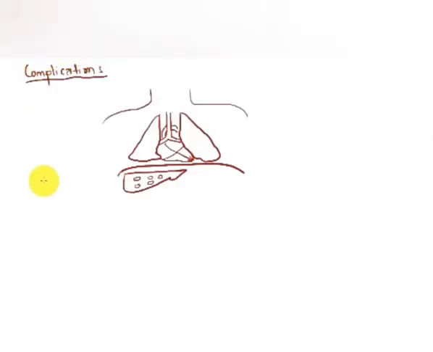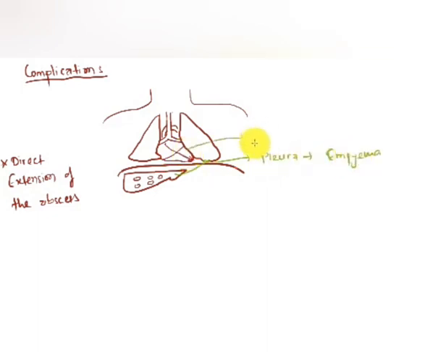Talking about the complications, there is direct extension of the abscess. From the liver, it can go to the pleura, causing empyema. It can go to the pericardium. It can go to the lung, causing lung abscesses. It can go to the peritoneum, causing peritonitis.